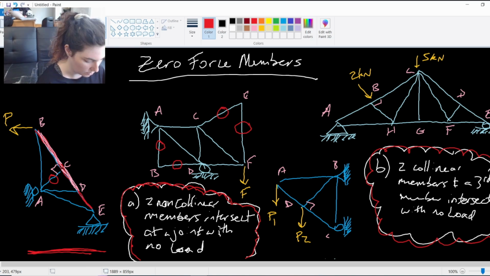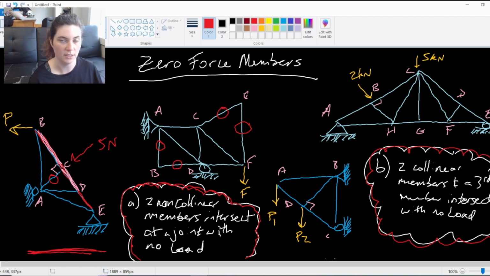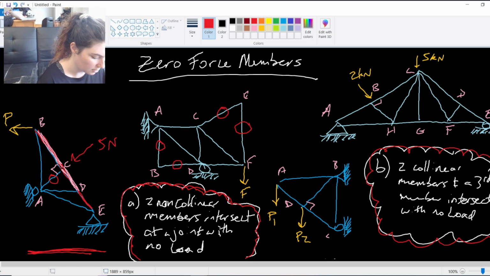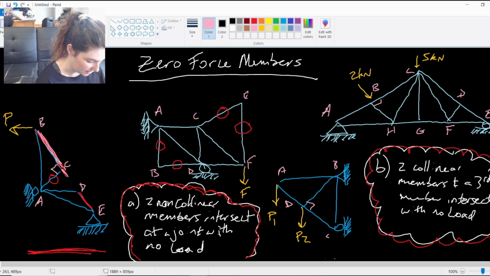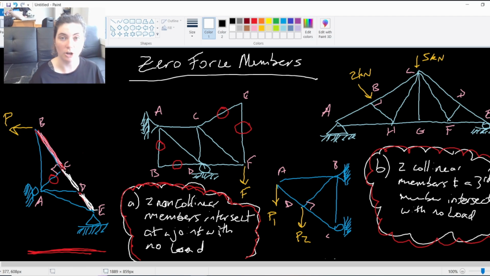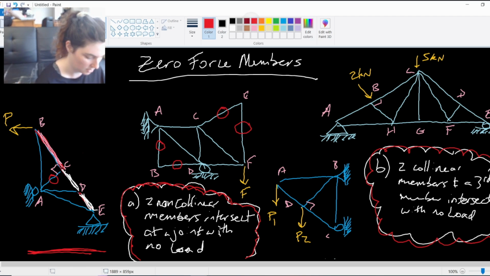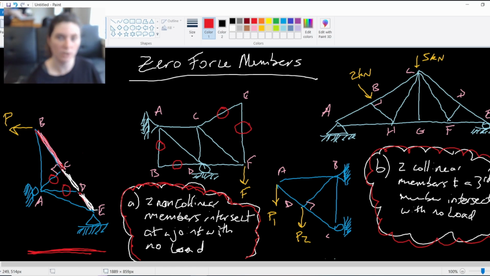Now this would not be true if there were some load, 5 newtons, applied at point C. But because there is no load on point C, AC is a zero force member. And by that exact same logic, since CD and DE are collinear, they fall on the same line, AD is also a zero force member.